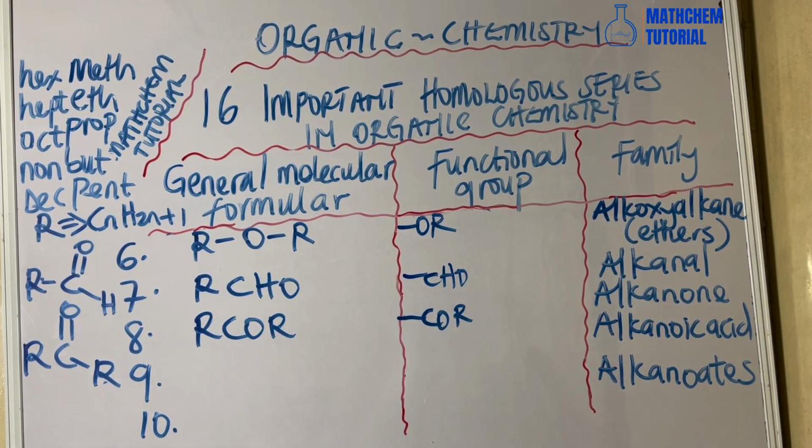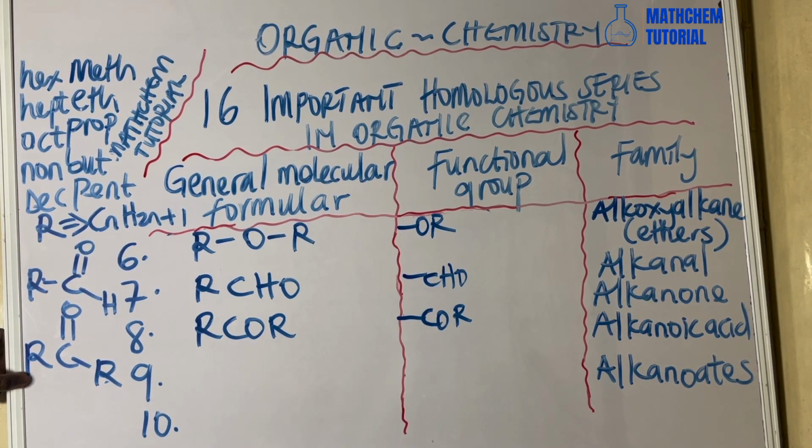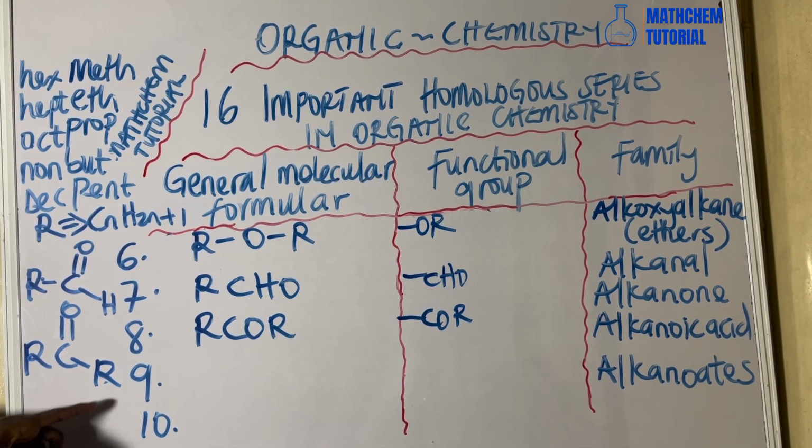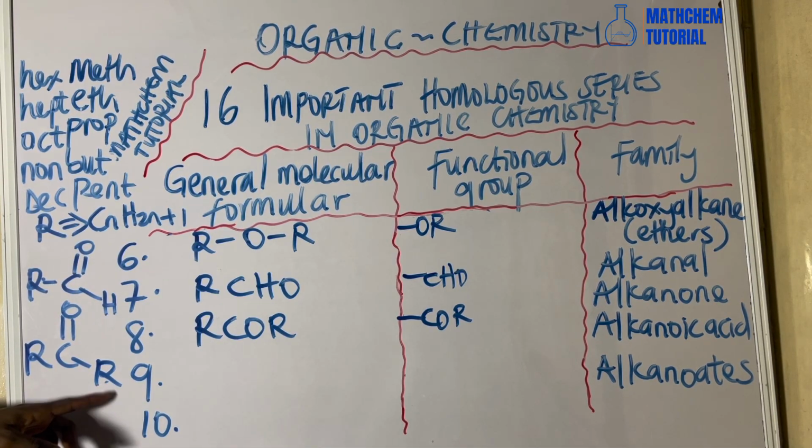R simply means alkyl. So that's just the difference between alkanal and alkanone. So, let's say this guy is CH3 here, and let's say this guy is CH3 too.